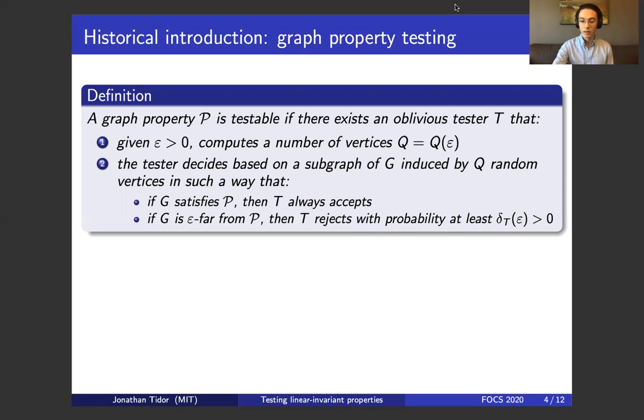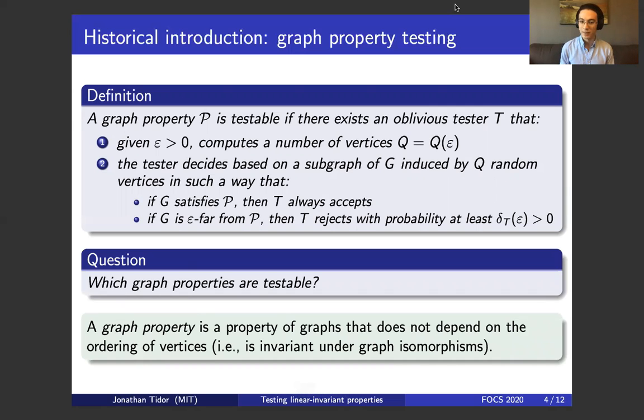So now, given this definition, the main question in graph property testing is simply which graph properties are testable. And let me just say a graph property is any property of graphs that does not depend on the labeling or the ordering of vertices. That is, it has to be a property which is invariant under graph isomorphism. So basically anything you could possibly think of as a graph property: being triangle free, being bipartite, being 3-colorable, having a Hamiltonian cycle, all of these are graph properties. The only thing that wouldn't be a graph property is something like having the first and second vertex connected, or having a bipartition between the even numbered vertices and the odd numbered vertices. Those are the only kinds of things which wouldn't be graph properties.